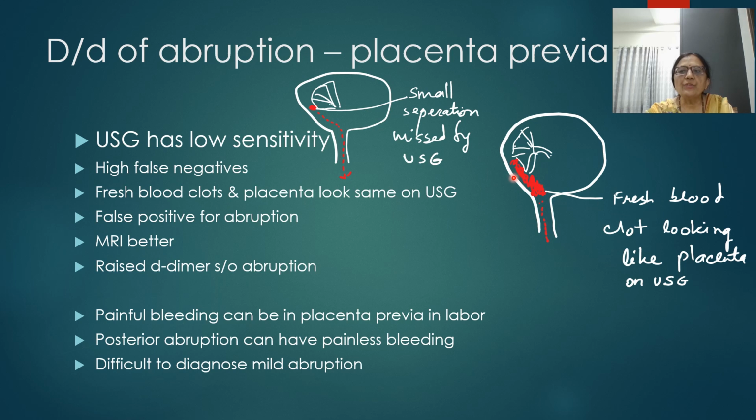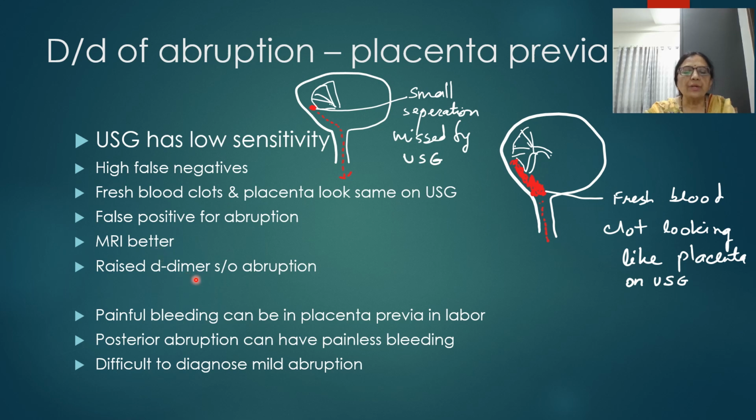Now, if there is fresh blood which trickles up to the cervix and there is formation of blood clots here, and these blood clots look exactly similar to placenta, then this case can be misdiagnosed as a case of placenta previa. So again, it will be a misdiagnosis and it will be a false negative for placental abruption. MRI is better to differentiate between placental blood clots and placenta as compared to ultrasonography.